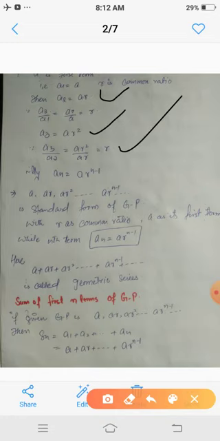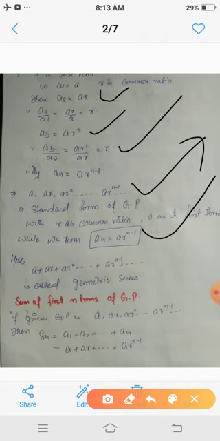This means that the general form of this GP is: first term a, second term ar, third term ar square, and nth term ar raised to power n minus 1. Now this is the standard form of this geometric progression, whose first term is a and the common ratio is r, which implies that the general term or the nth term of this GP is ar^(n-1).